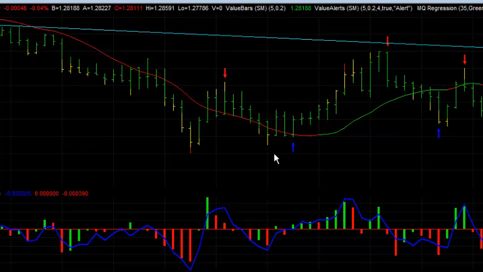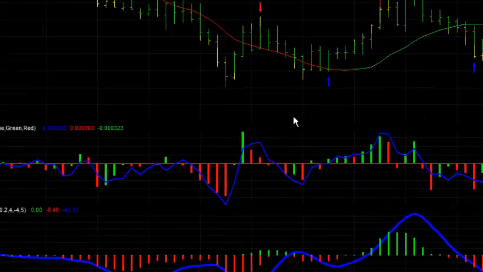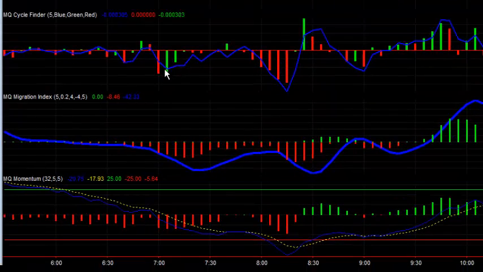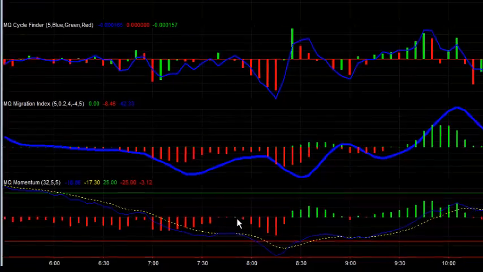The reason we went about entering this trade, we had a couple different signals. On our MQ cycle finder, we had a lower low pattern forming. On our MQ migration index, we also had a lower low pattern forming. And then our MQ momentum, we could see that the downside momentum had been steadily increasing without barely any upside momentum interrupting it at all.